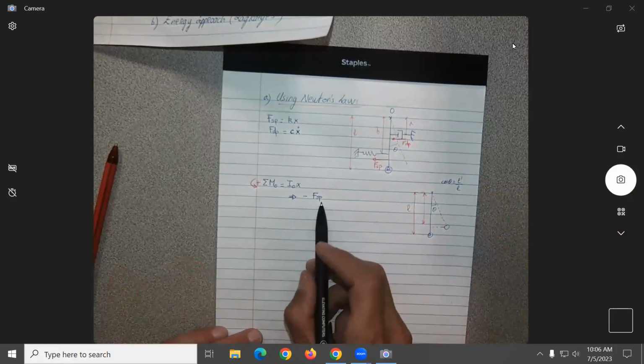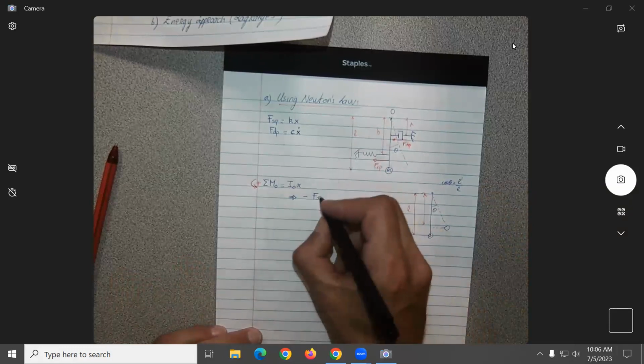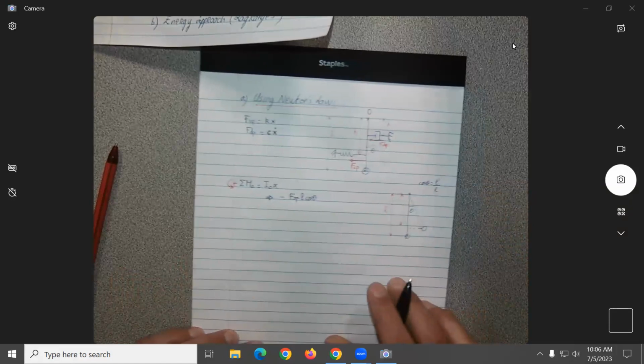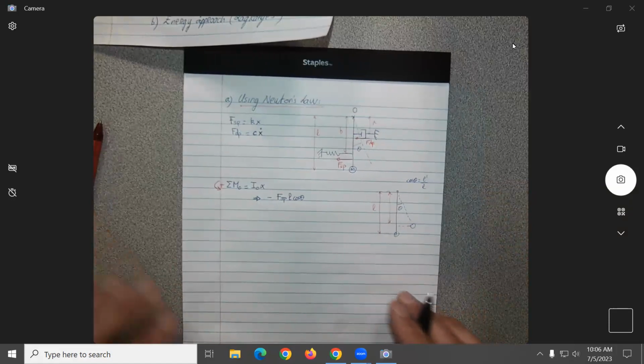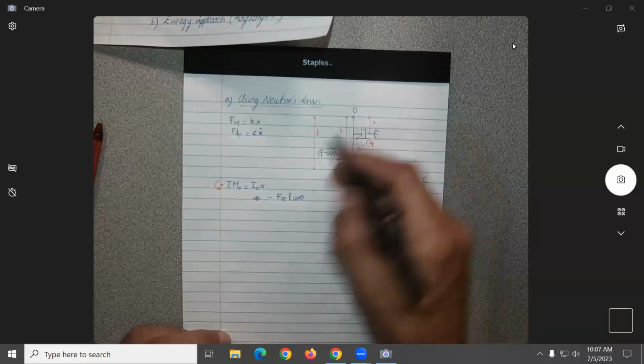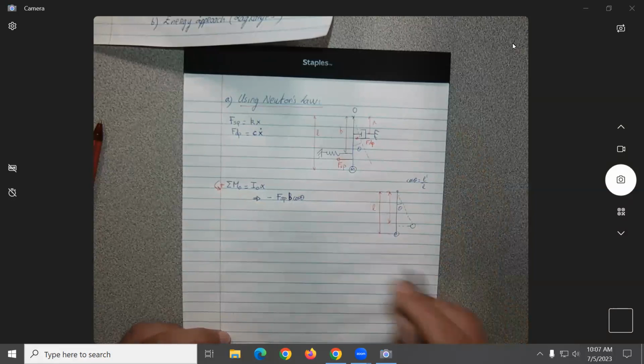So this should be equal to minus F_sp L cosine theta. Sorry, this should be B, no? Yeah, sorry, we're talking so much about L that I forgot. So B cosine theta.